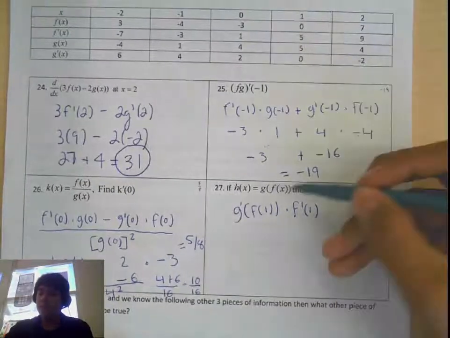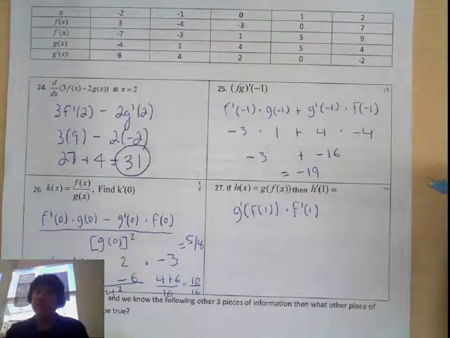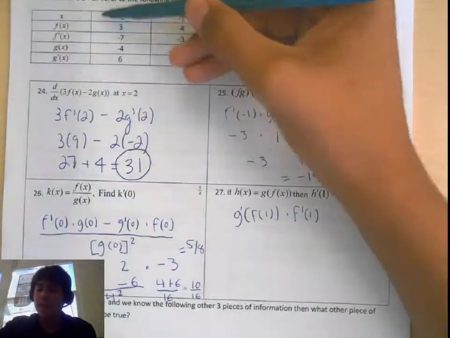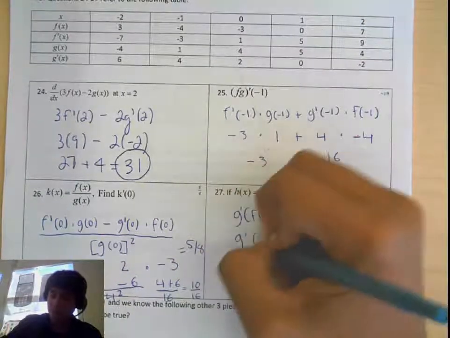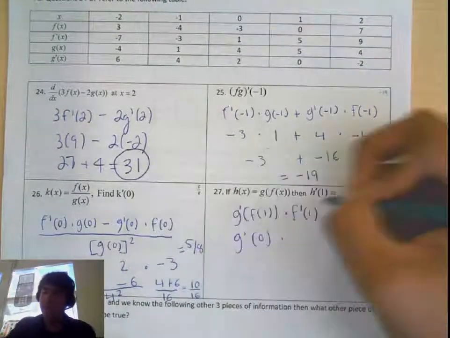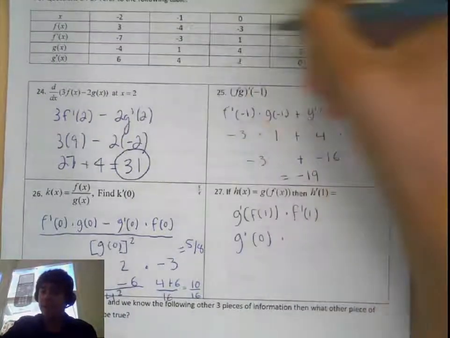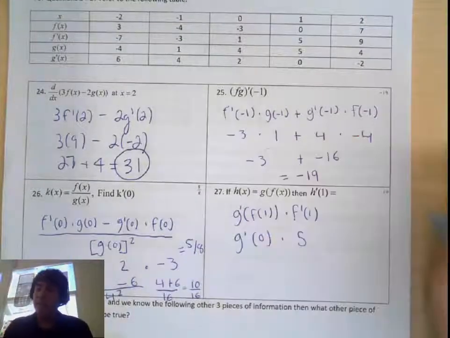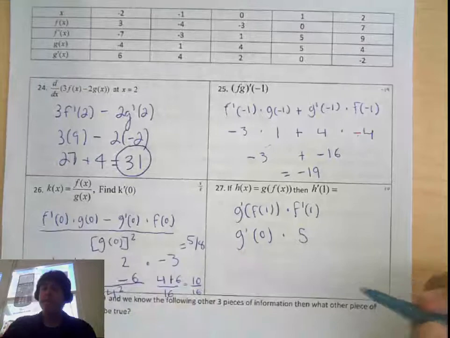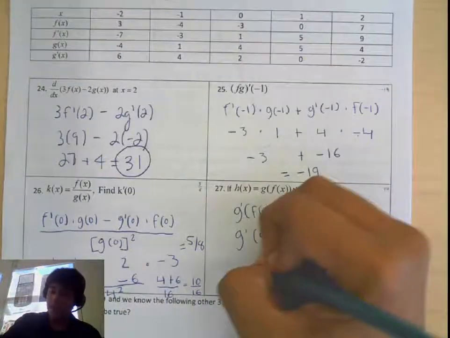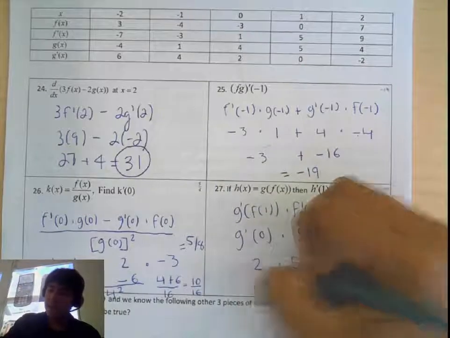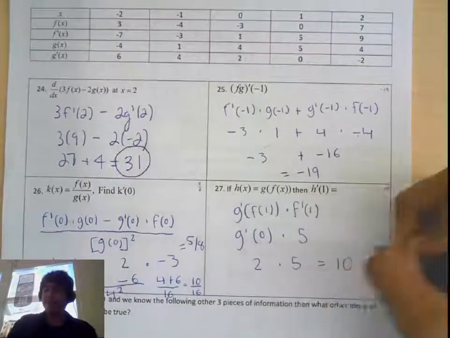So first you have to find out what f of 1 is. So f of 1 is going to be 0. So you get g prime of 0 multiplied by f prime of 1, which is 5. Now you have g prime of 0, which gives you 2, multiplied by this 5 and gives you 10.